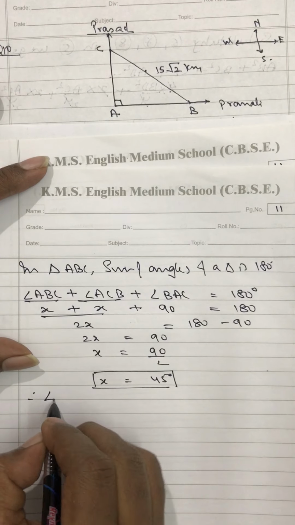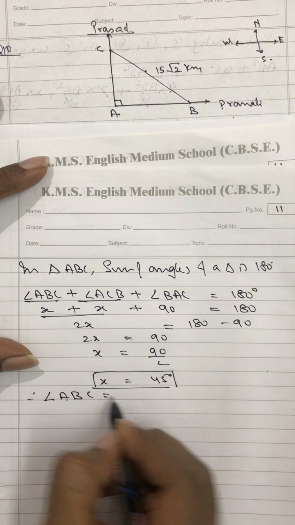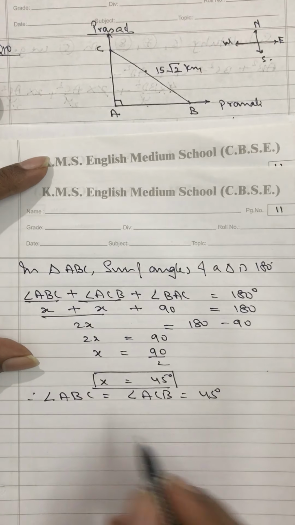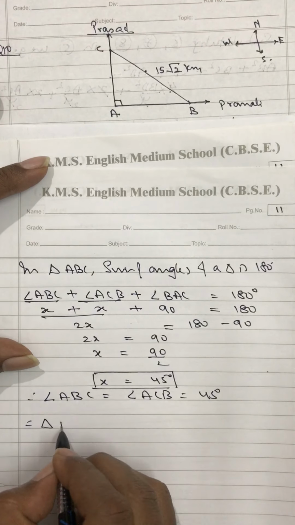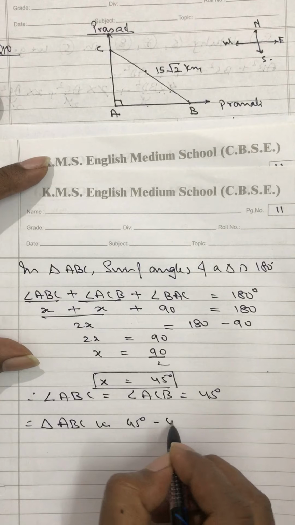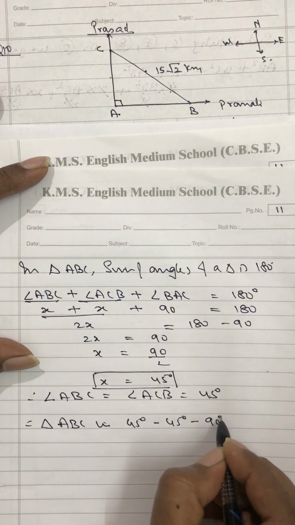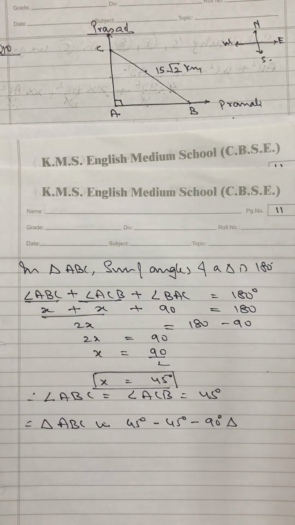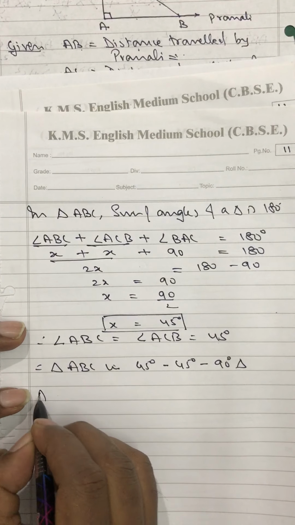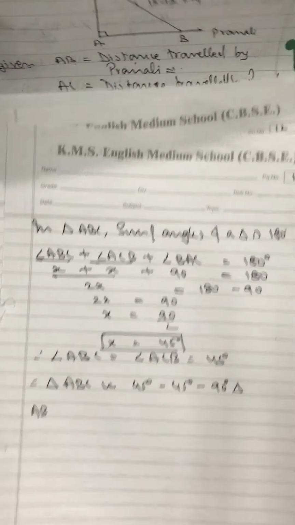Therefore, angle ABC is equal to angle ACB is equal to 45 degree. Therefore, triangle ABC is a 45, 45, 90 degree triangle. Fine. This way we have got, it is a 45, 45, 90 degree triangle. So now we find AB. Therefore, AB, now we can find AB.